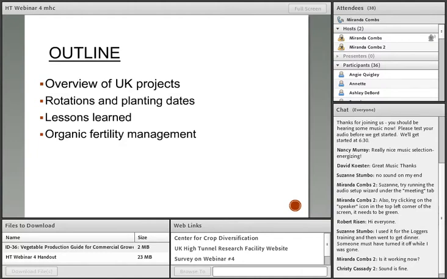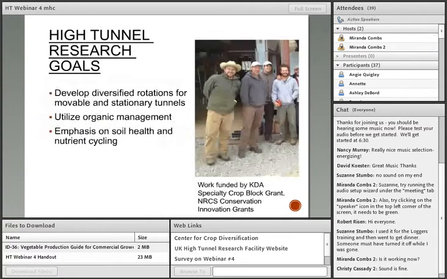I'll be talking a little bit about some lessons learned in regards to planting dates and some other things, spacing related, irrigation wise, etc. And then I'm just going to touch very briefly on some organic fertility management. I'll primarily just do an overview of how we run our basic fertility program in these tunnels, and then I'll leave questions at the end. All right, so the main goal for the high tunnels that I've been managing, this was funded off of a Kentucky Department of Agriculture Specialty Crop Block Grant, both in 2010 and 2012.